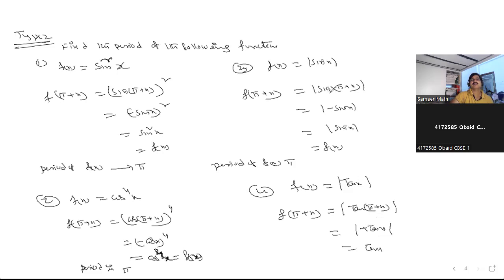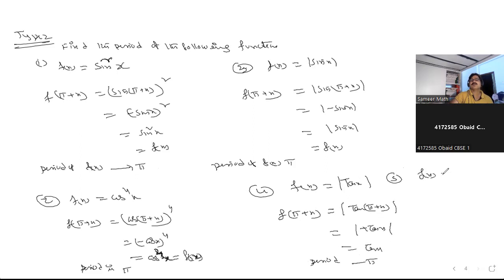It doesn't mean that the period is always going to be reduced if even powers or modulus are there. No. In the case of tan, it is not. So what is the period here? The period is pi. Right. You take down the fifth example.